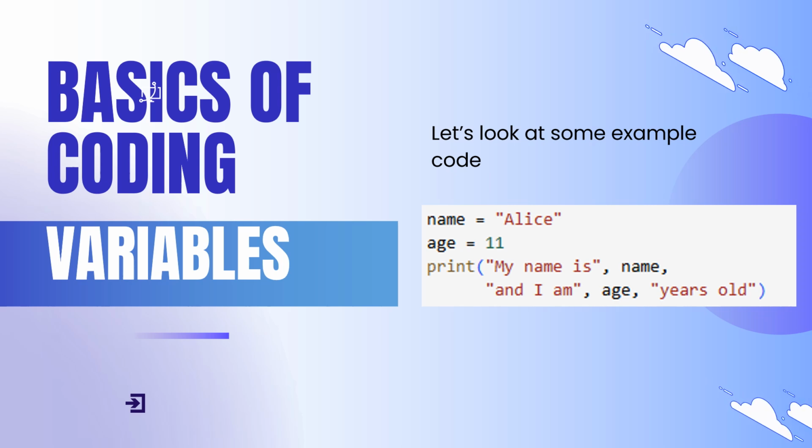So here we have some code. Name equals Alice, age equals 11, and we can print a statement. My name is Alice and I am 11 years old. Run this code now in your Google Colab notebook.